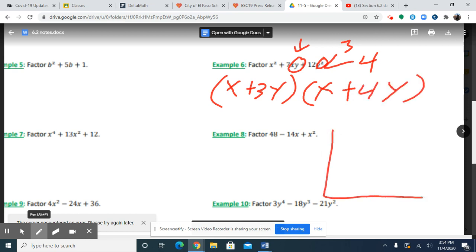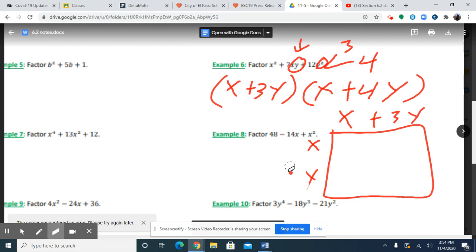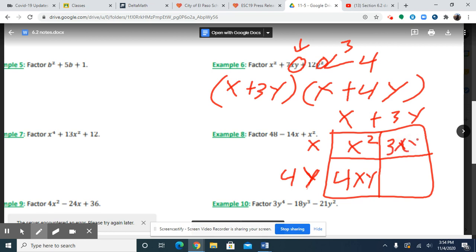So if we were to just check this, let's go ahead and multiply and just to verify this. It should be 4y right there. So if we multiply x and x, that should give us an x squared. If we multiply x times 4y, that gives us 4xy. If we multiply 3y times x, that's 3xy. And then finally, if we multiply 4 times 3, that gives us 12. And then y times y is y squared.